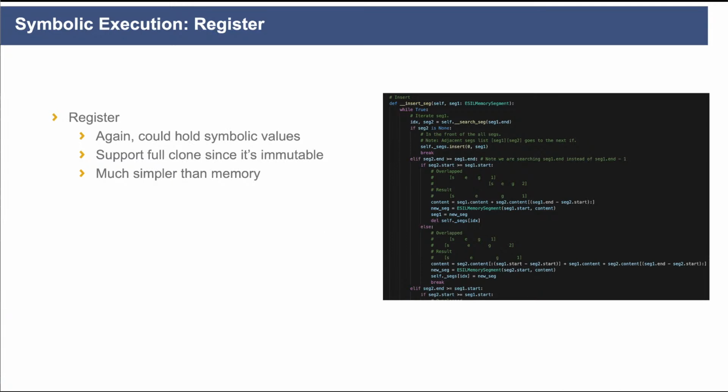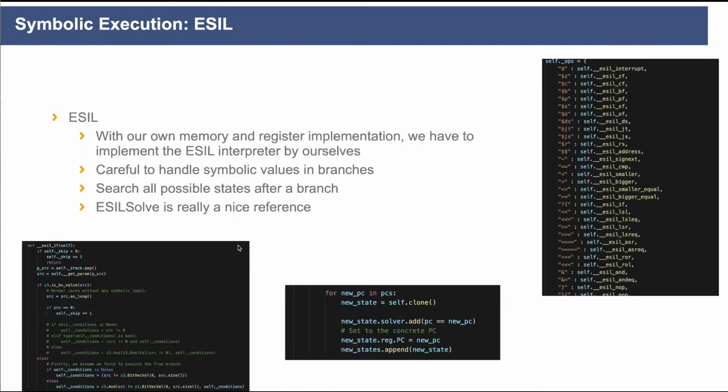The second implementation is the register implementation. Again, the reason is that we would like the registers to hold symbolic values, and it also should support full clone since we need an immutable copy for each state. But fortunately, it's much simpler than memory. And most importantly, we do a full implementation of the ESIL interpreter. Since we have implemented the memory and registers, it's impossible to use the R2 implementation.